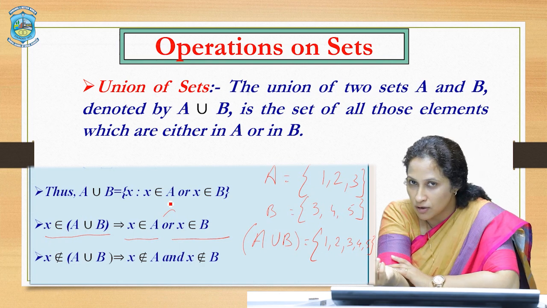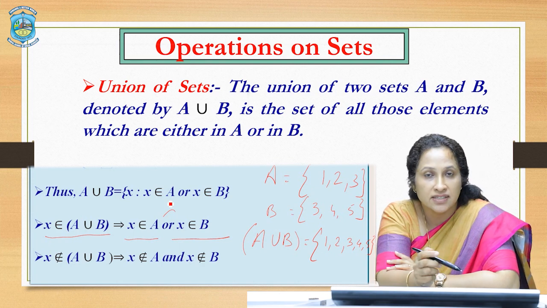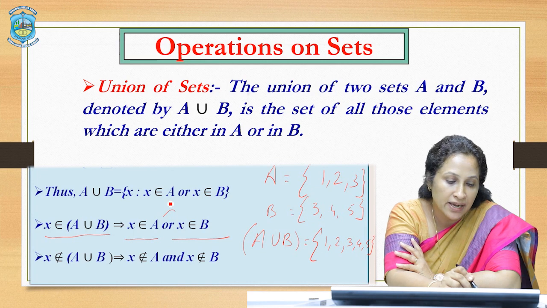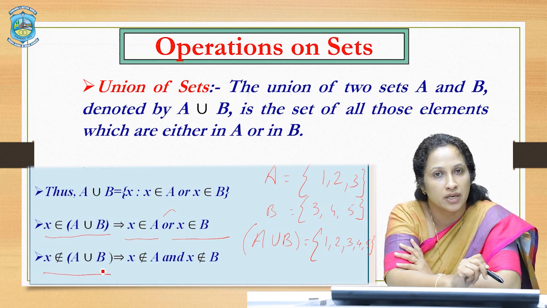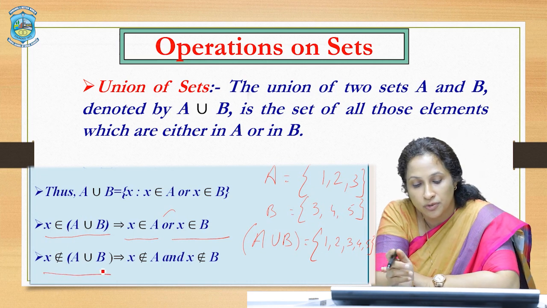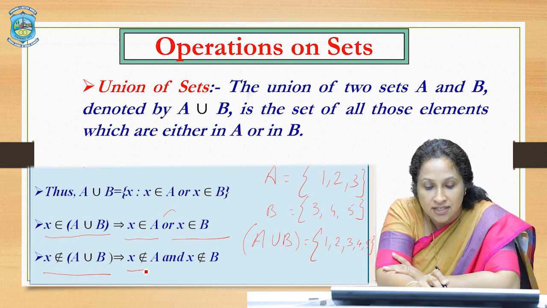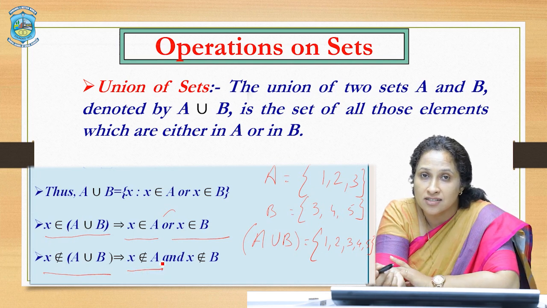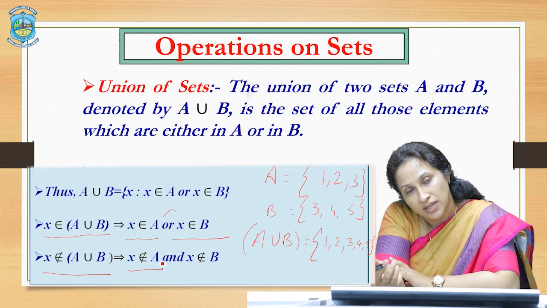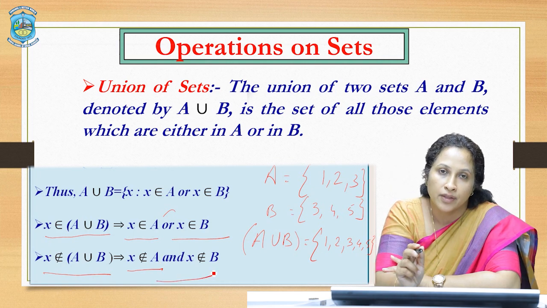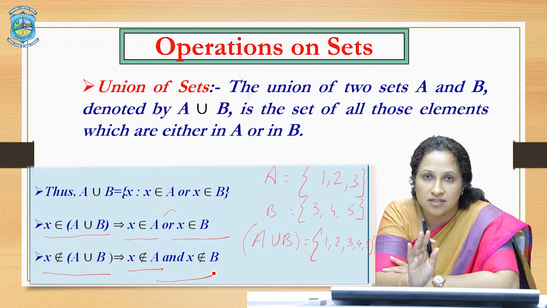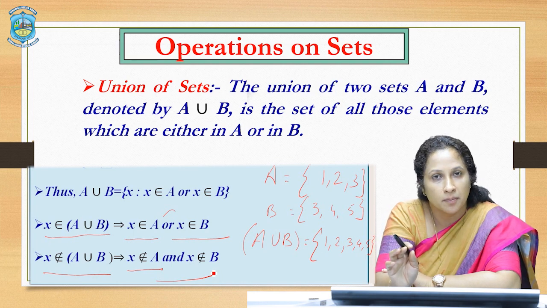And if X belongs to A union B, you should also understand what we mean by X does not belong to A union B. So, X does not belong to A union B, meaning to say X does not belong to A and X does not belong to B. Okay, that is the meaning of X does not belong to A union B.